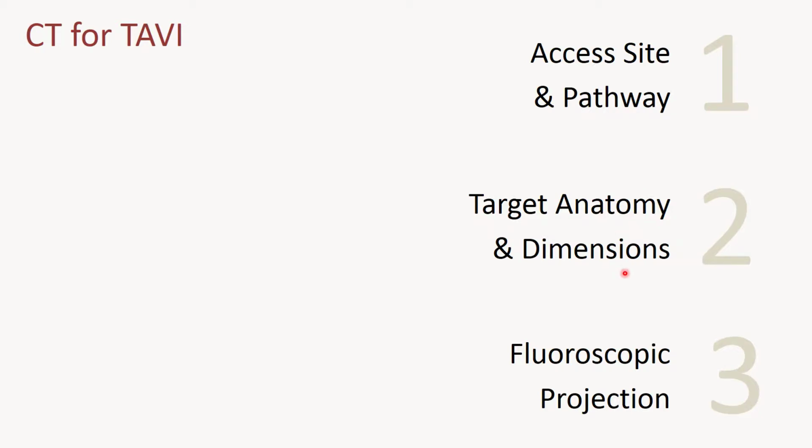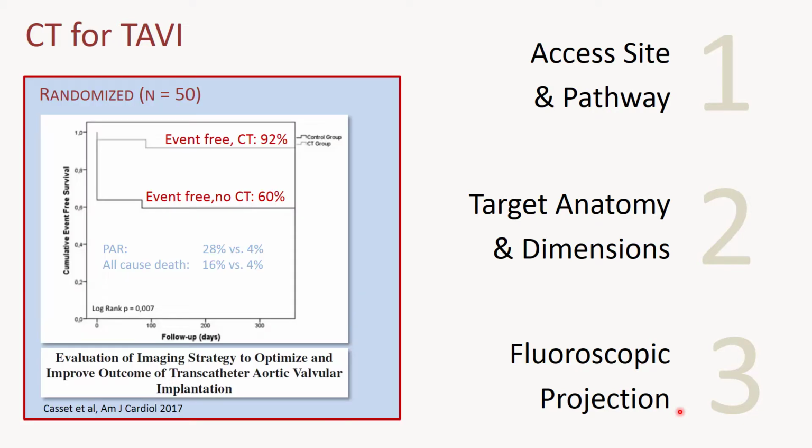There has been a very recent randomized trial in 100 patients who compared using CT and not using CT for procedure planning. And the patients were followed for a year. You can see that the rate of event-free survival was 92%. Event-free meaning no significant paravalvular aortic regurgitation and no death. The event-free rate was 92% in those who underwent CT-based TAVI, and only 60% in those who underwent TAVI without having a CT performed. So this very clearly shows the advantage of using CT.